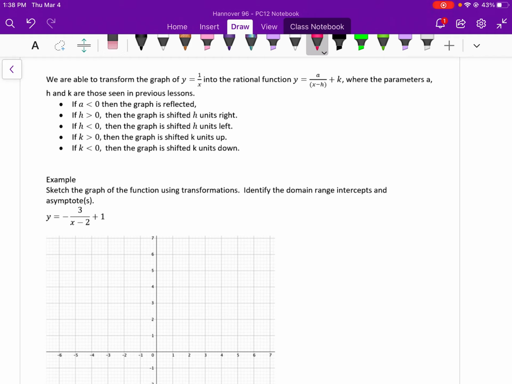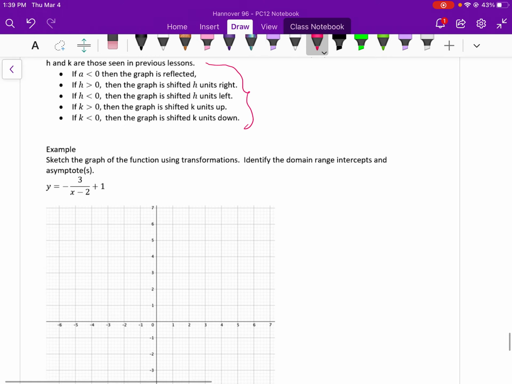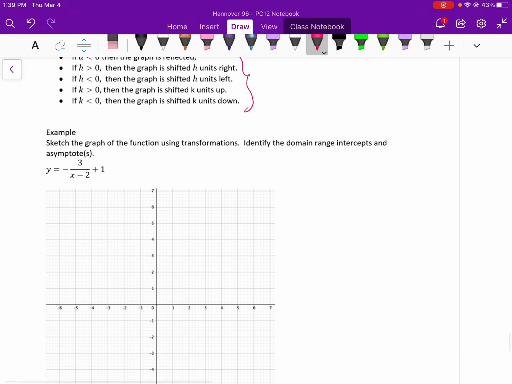But let me consider this. These are our transformations. This should be on the top of your head. If a is less than 0, if there's a negative in front, you need to reflect this. If h is greater than 0, then we need to shift it right. If h is negative, we need to shift it left. K is up and down.